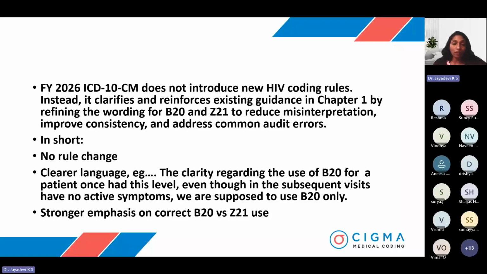That's a clarification given here. Stronger emphasis on the correct use of B20 versus Z21 has been placed here.